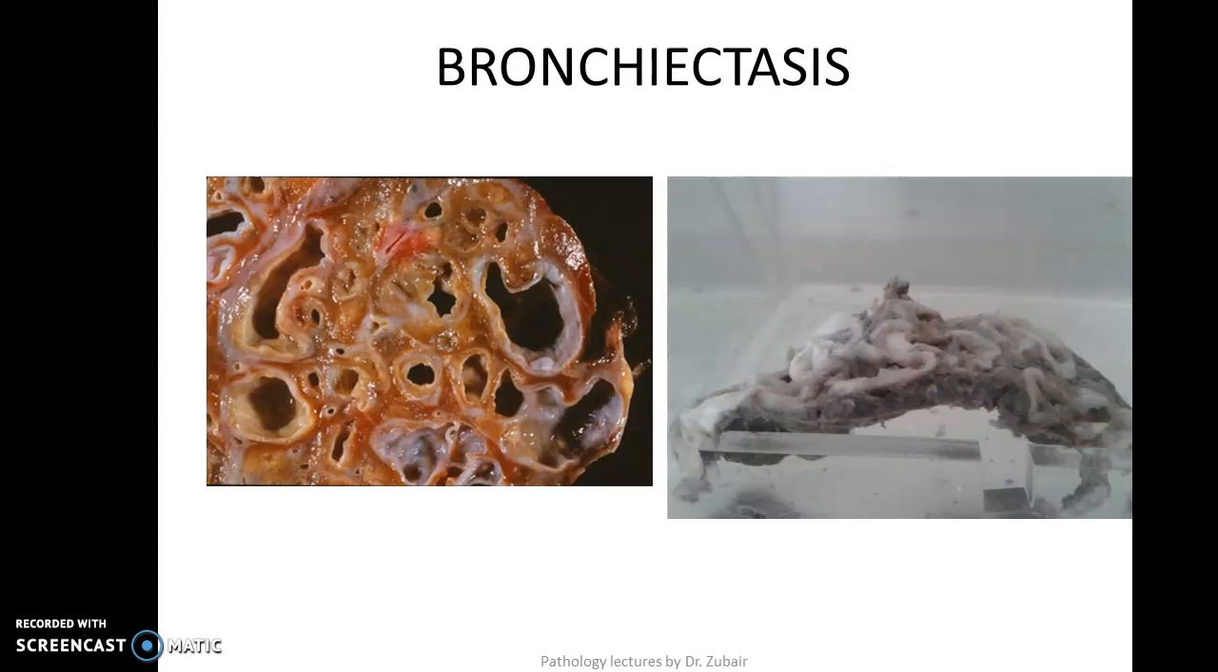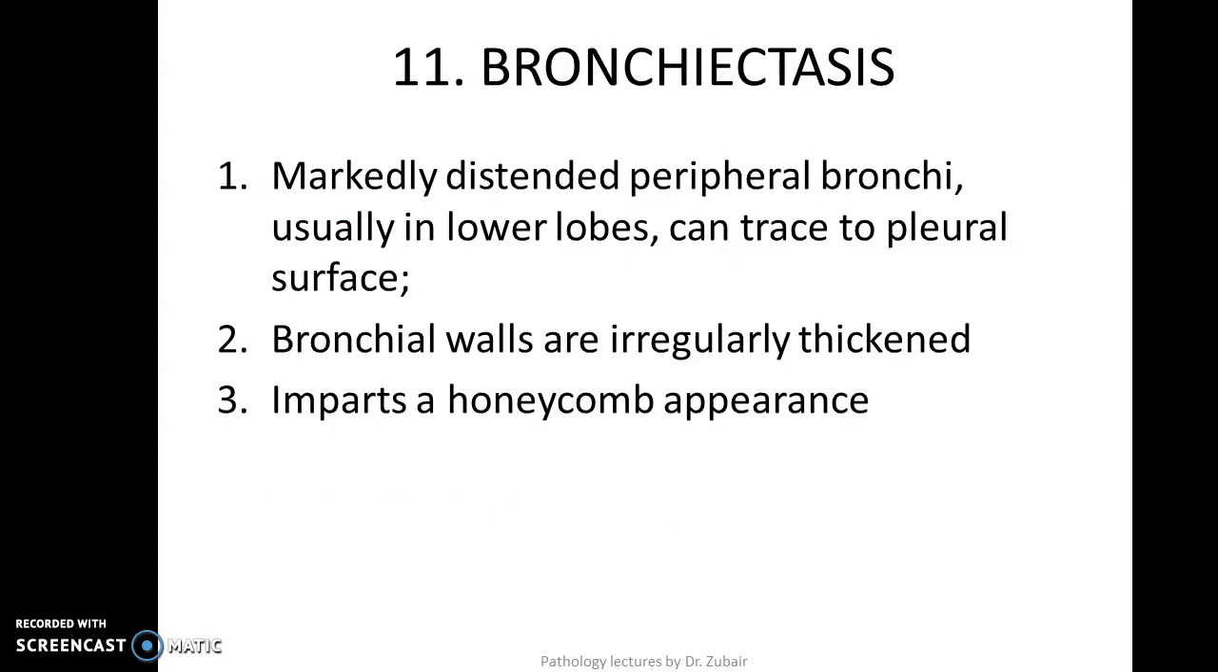Now coming to a specimen of lung, what you find is, this is a specimen of lung of bronchiectasis. So they will ask you on gross, what are the types of bronchiectasis? So they can be saccular, varicose, cylindrical, right? These are the different appearances of a lung with bronchiectasis, and then you have to describe it. So you have markedly distended peripheral bronchi, usually in the lower lobe, and can be traced to the pleural surface. Bronchial walls are irregularly thickened. It imparts a honeycomb appearance.